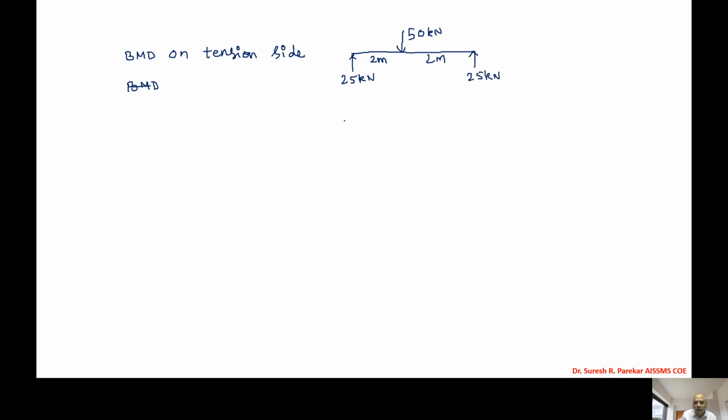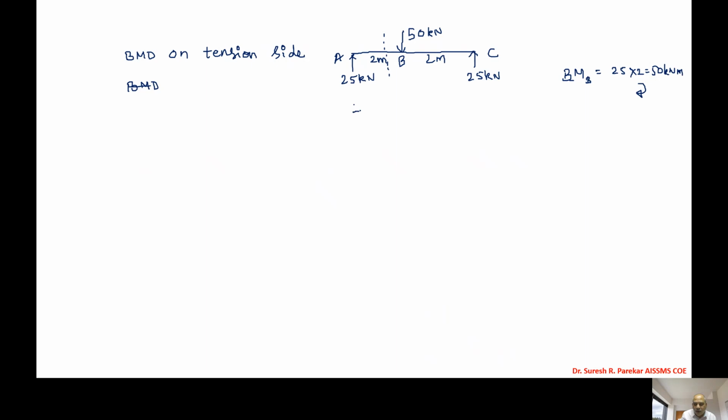Now if you plot BMD, how will we plot it? We will consider a section somewhere here and calculate the bending moment using this. Now we have letters A, B, C, and the bending moment at B will be 25 into 2, that will be 50 kilonewton meter. How do we get it? As clockwise. Now this is the bending moment.